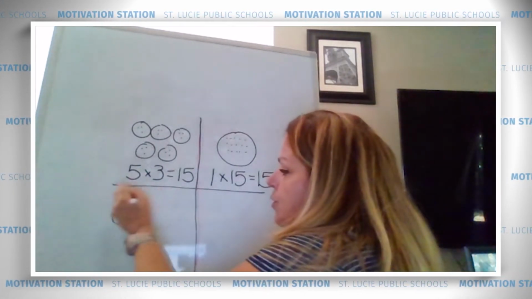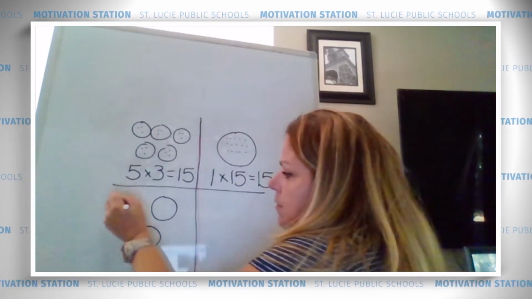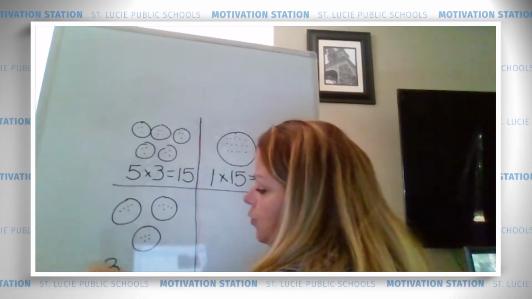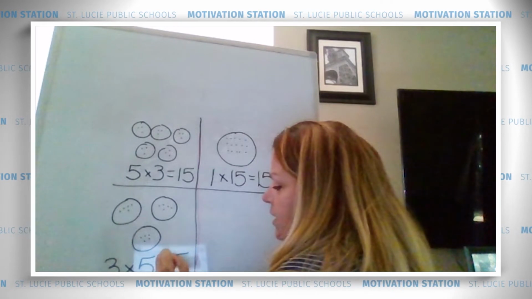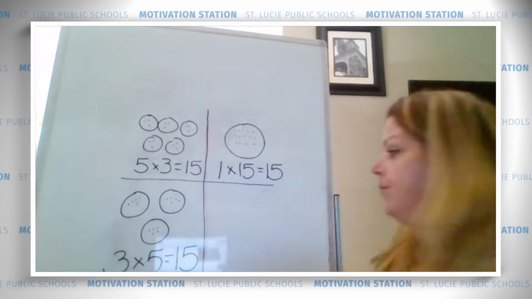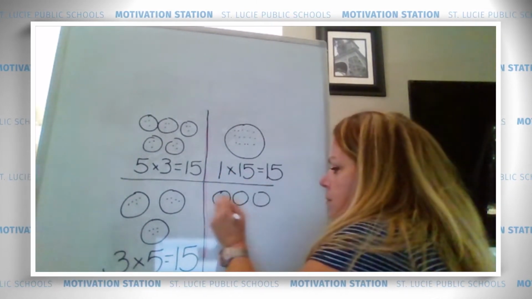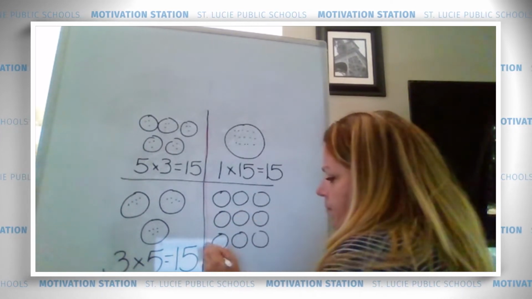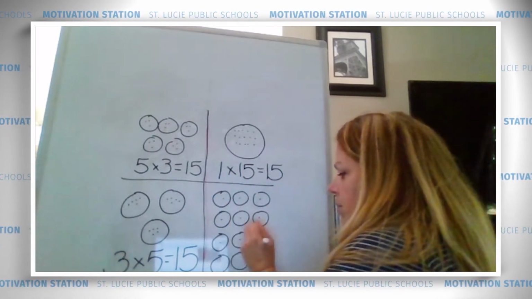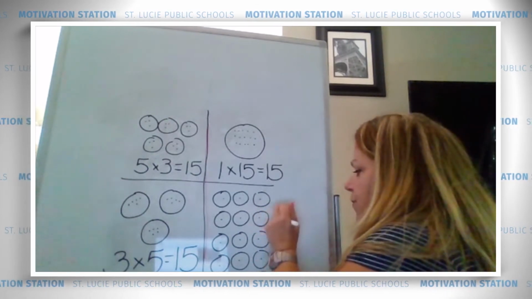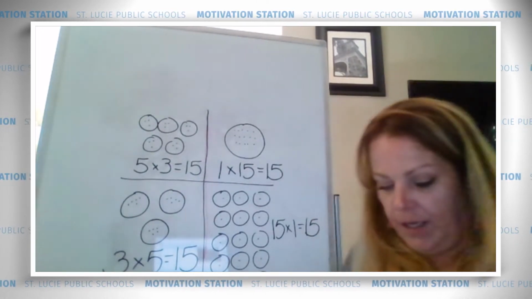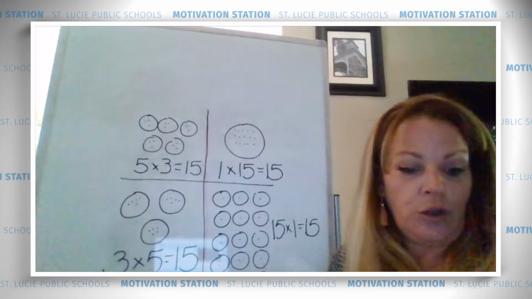I could also have 3 groups with 5 in each, and that would be 3 groups of 5 equals 15. Can you see that? Or I could have 15 groups with 1 in each, and that equation would look a little bit different because it would be 15 groups of 1 star would equal 15. Okay, so in that case there are 4 different equations that would total 15.